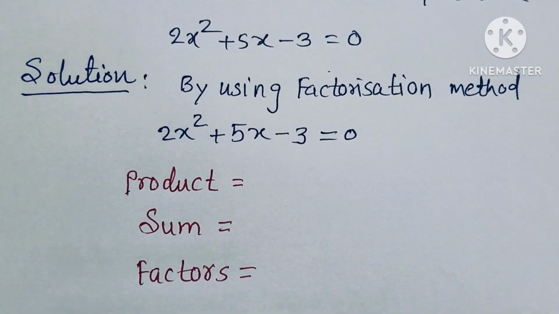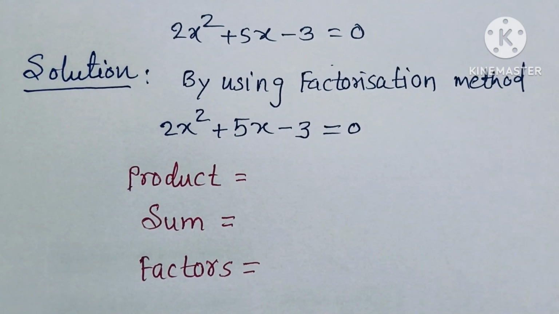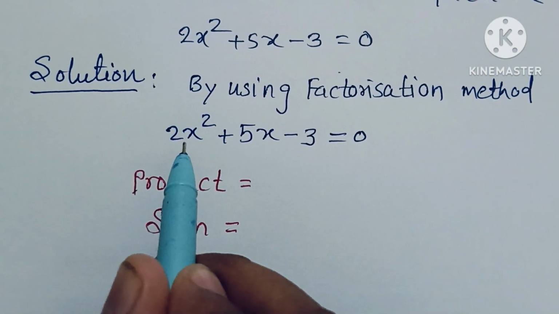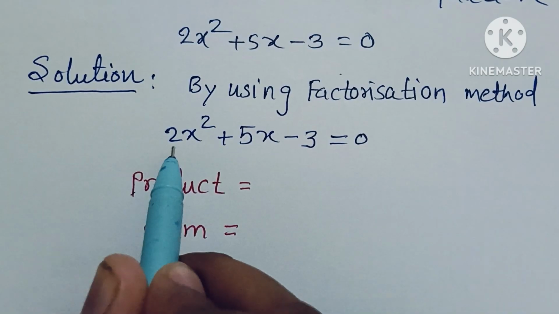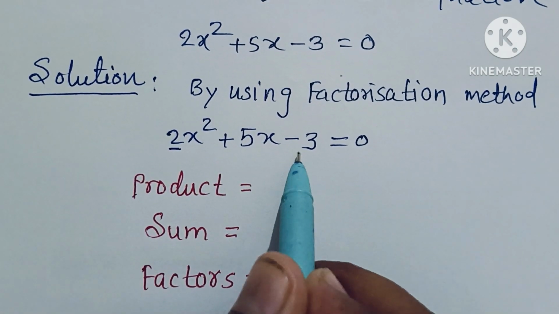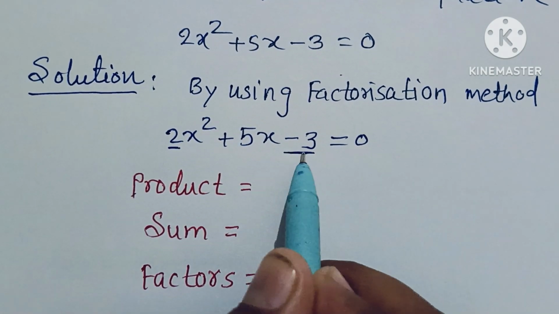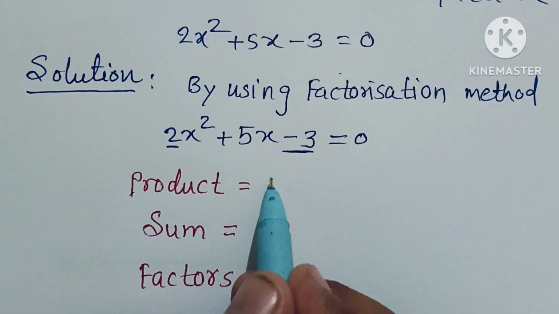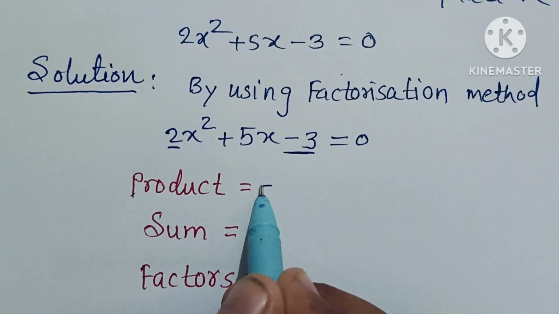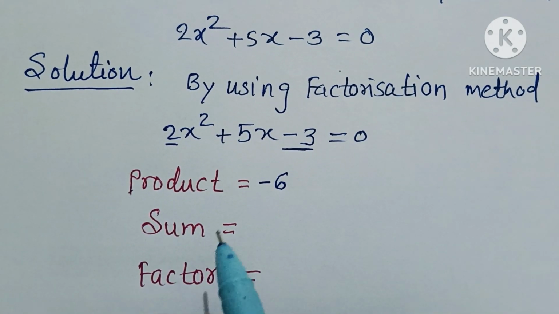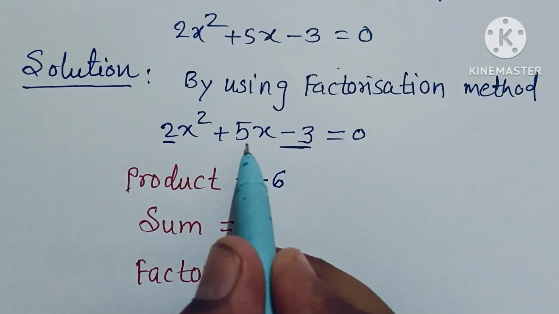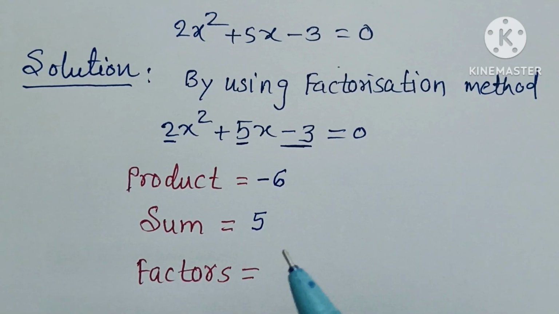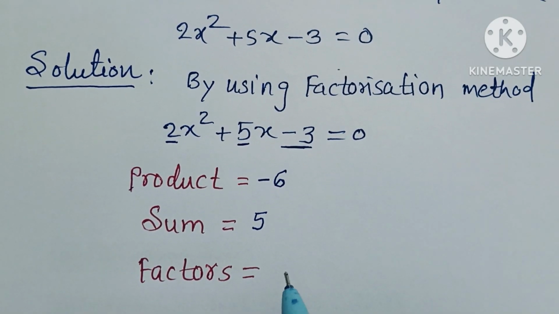Okay. So how can we find the product? See here, product: the coefficient of x square and the constant term. Coefficient of x square is 2 and the constant term is minus 3. So the product of these two terms is 2 multiplied by 3, that is 6, so minus 6. Then the sum is the middle term, that is 5. Sum is 5. So how can we get the factors?